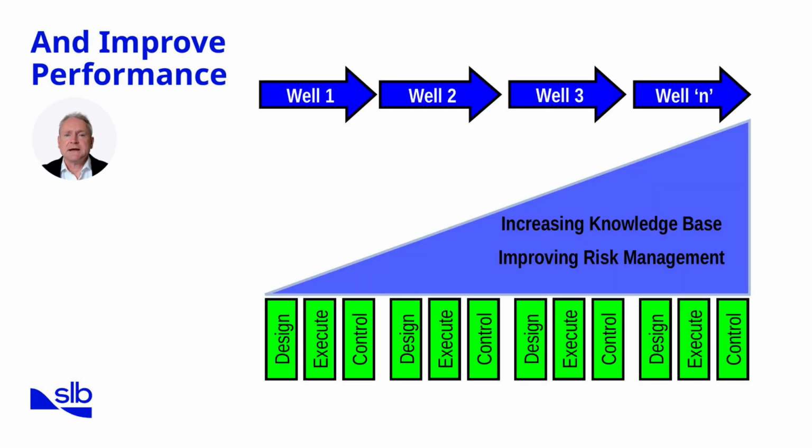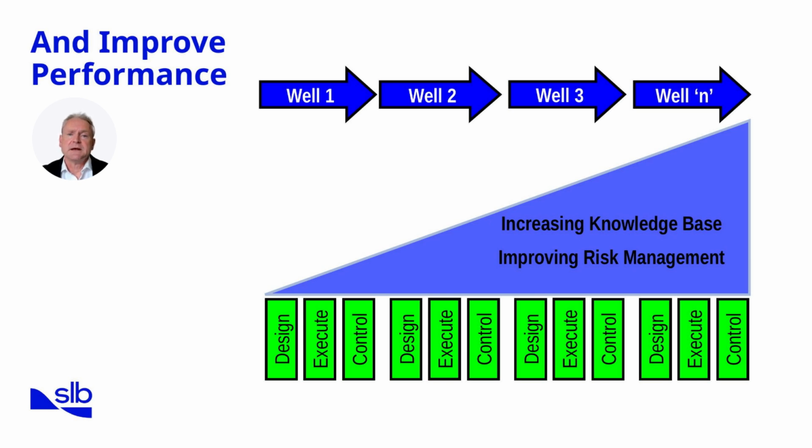Here we see the iterative design execute control cycle applied across multiple wells. Each well follows the same sequence: design, execute, and control. With every cycle, the knowledge base expands and the organization becomes more skilled at anticipating and mitigating risks. The diagram shows wells lined up sequentially, each with the same cycle, but notice how the arrows indicate growth in knowledge and improved risk management over time. This reflects the cumulative benefit of continuous improvement.